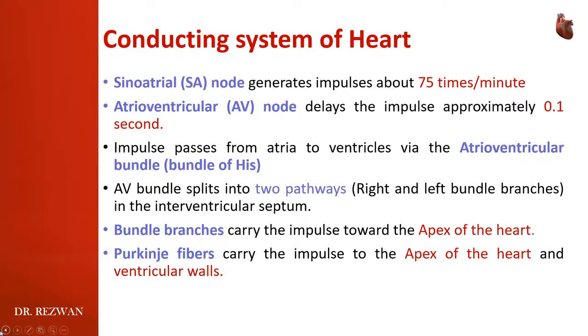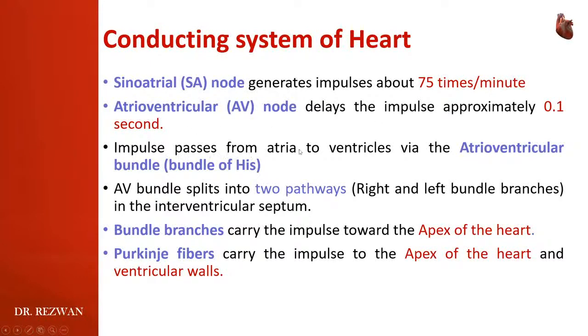Now the conducting system of the heart. The heart has the sinoatrial node, or SA node, which generates the impulse at about 75 beats per minute. Then from the SA node to the AV node there are 3 pathways that conduct the impulse, called the internodal pathways. And at the AV node the impulse is delayed by about 0.1 second.